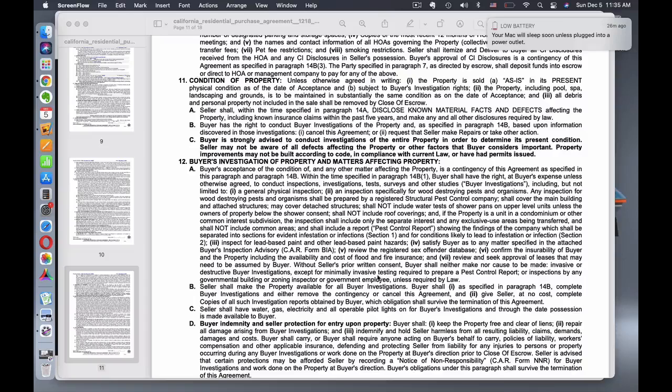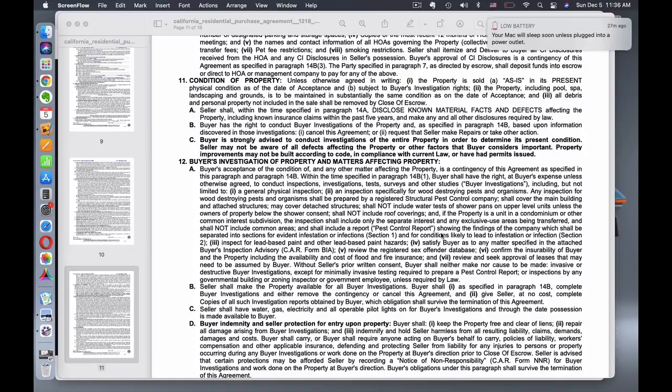Again, under 12, you're going to bring in your people to look at the property and satisfy it for yourself. The seller's required to tell you what they know, but they're not always required to bring in people to investigate the property for you. That's on you, the buyer. And this could be anything from pest control, which you'll see pest control reports, to surveys, tests.